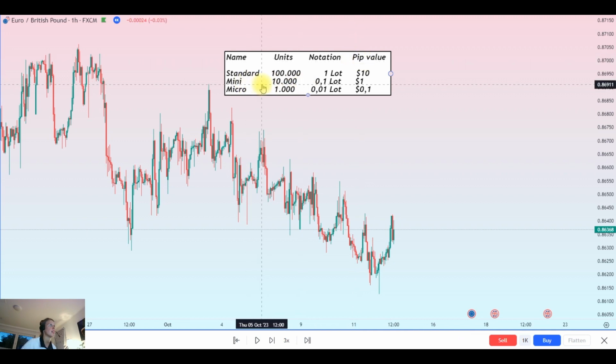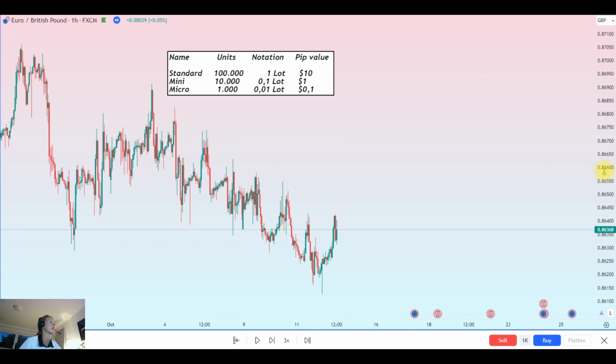With the mini, you're trading 10,000 units. It's a size smaller, so you're only trading 0.1 lot, which makes $1 per pip that you are moving. And the next smaller size is the micro, which is 1,000 units and 0.01 lot. So this means it is only $0.1 per pip that you are moving. So what does this mean for you? We will make an example.